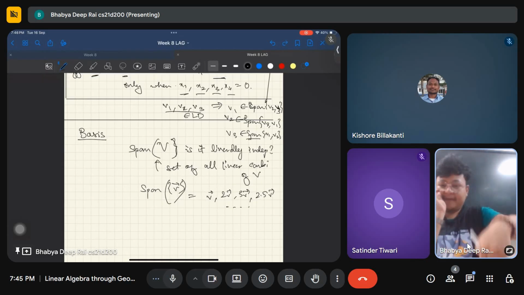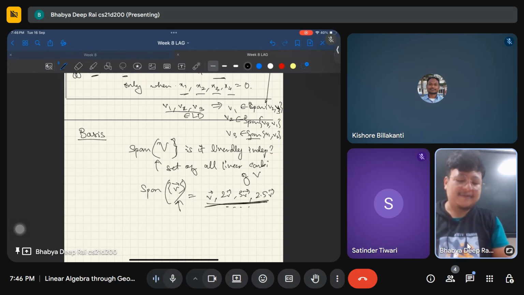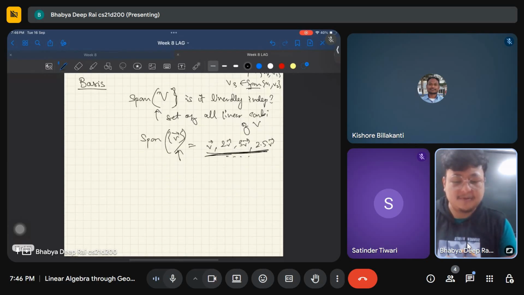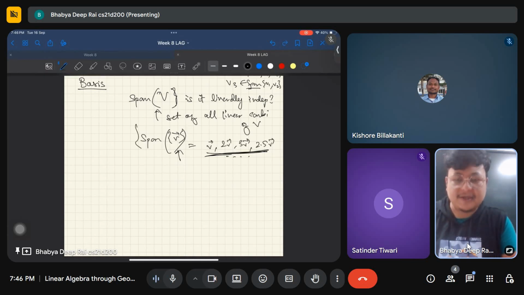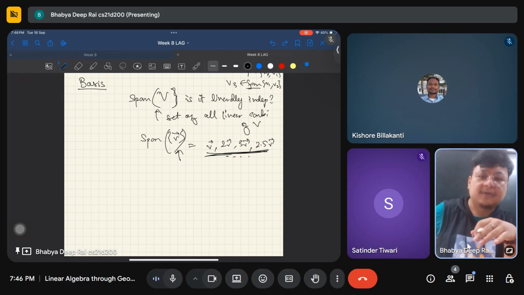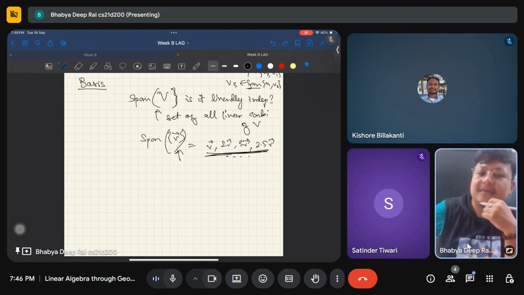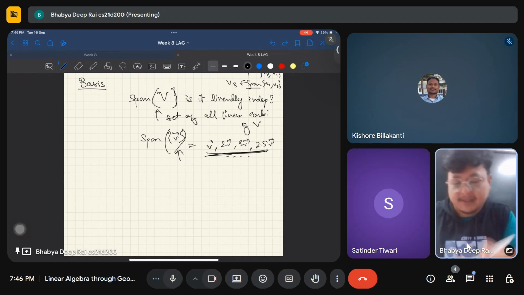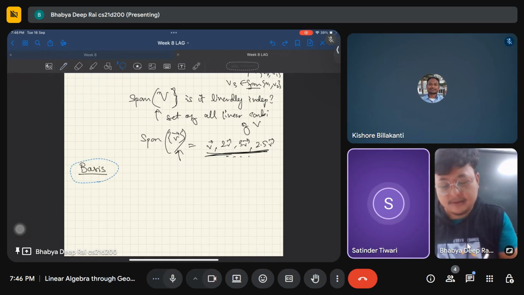If I add more vectors to this set, these vectors are already within the span. So if you take the span itself as a set, it will not be linearly independent. Is that clear? That's one.